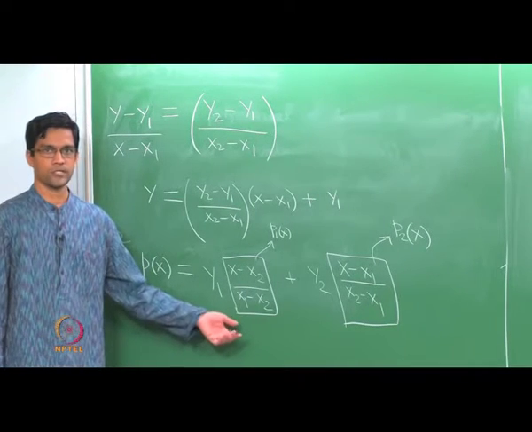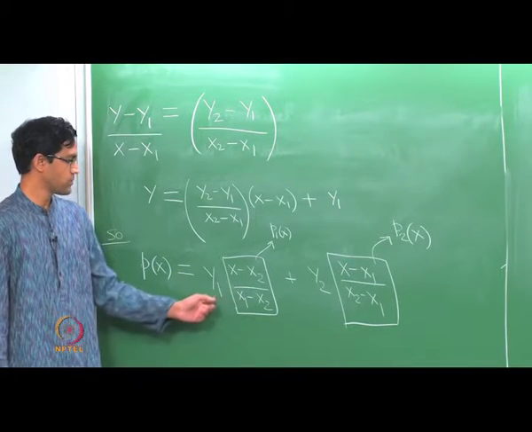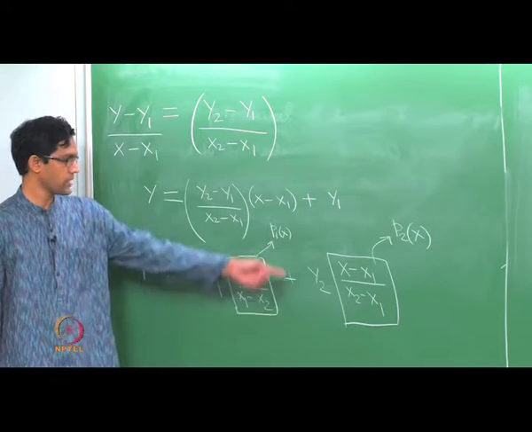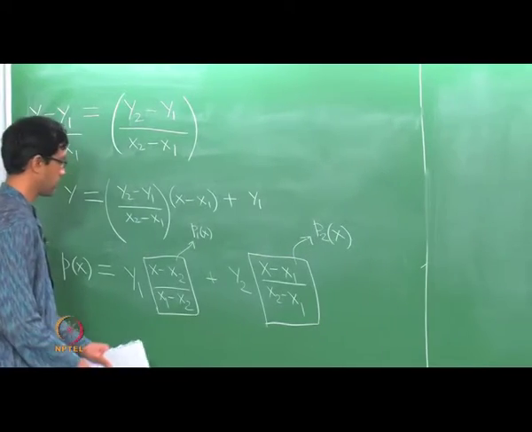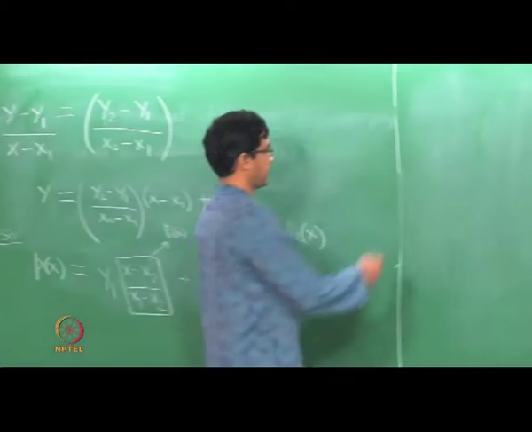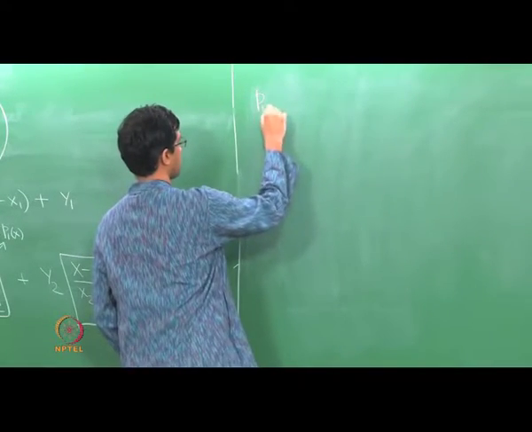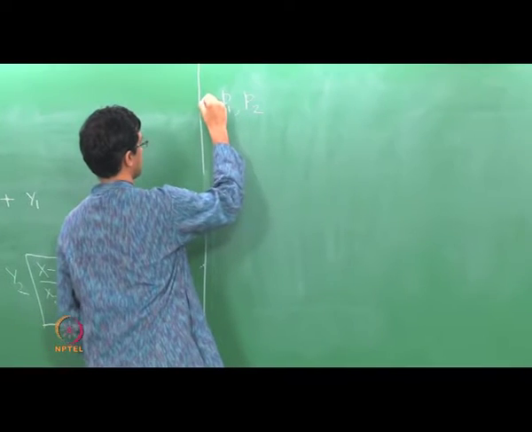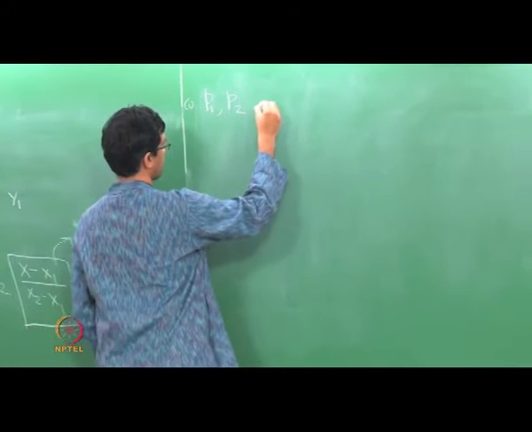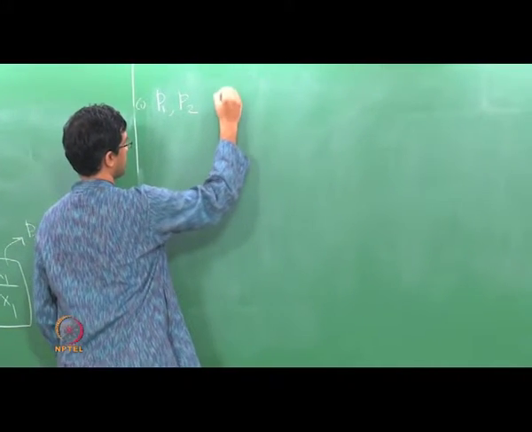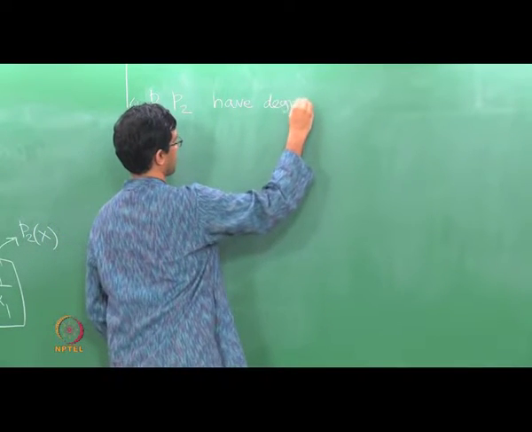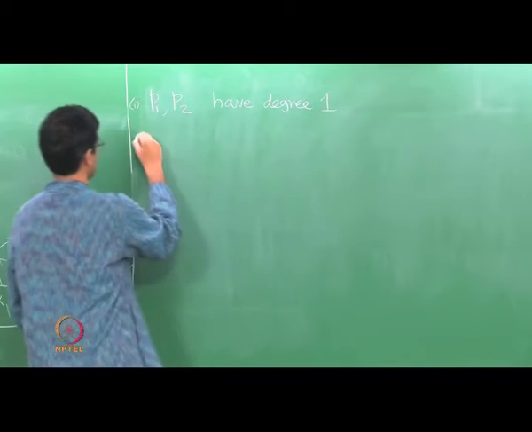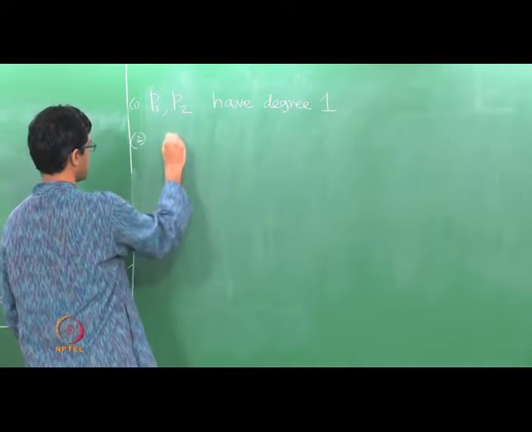So let's call the polynomial in the first box, which multiplies y1, p1 of x, and the thing which multiplies y2 p2 of x. So observe that p1 and p2 have the following properties. They are both of degree exactly 1, and they have the following interesting property.